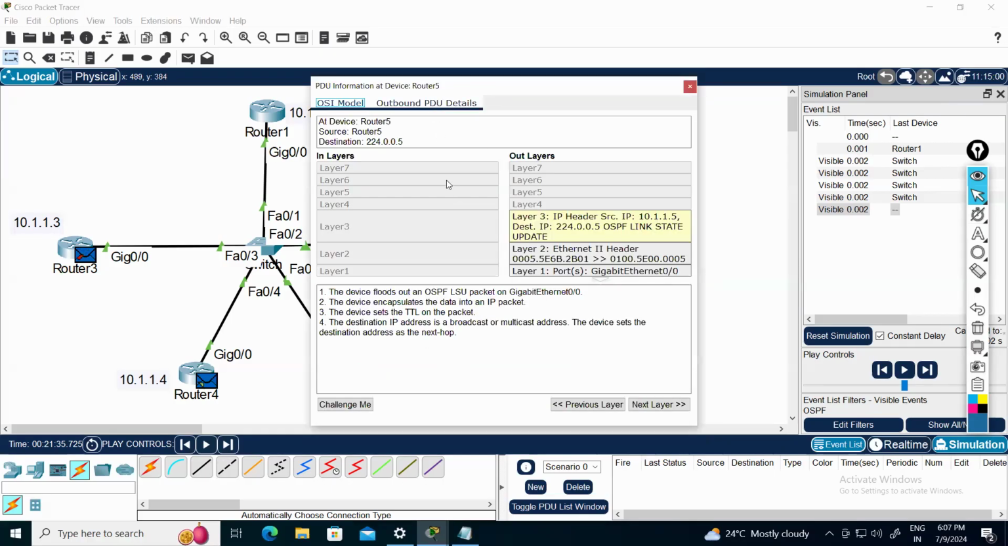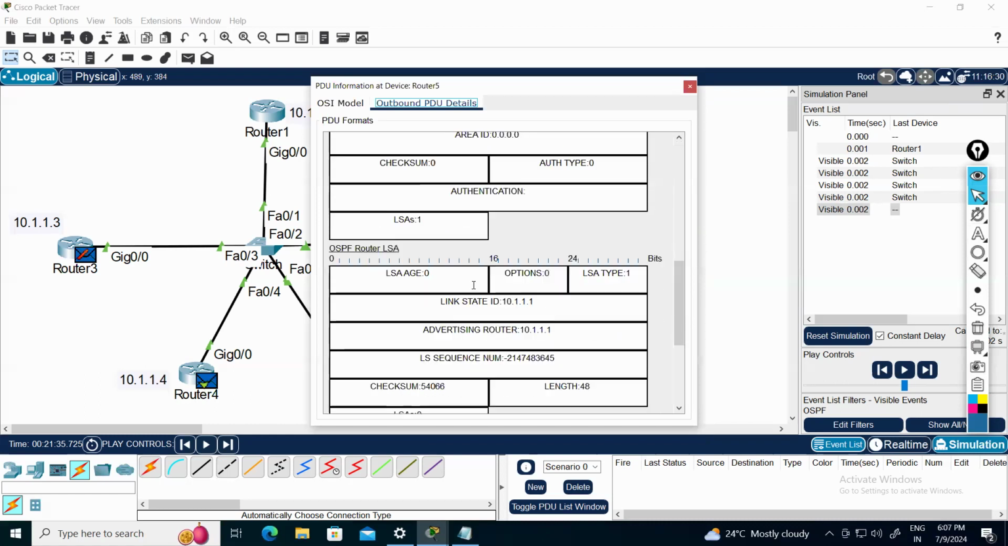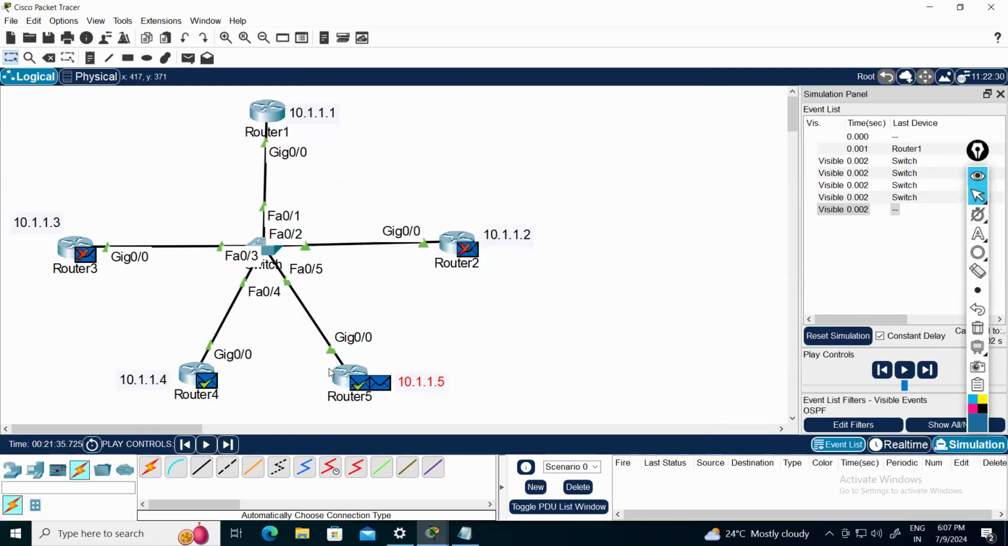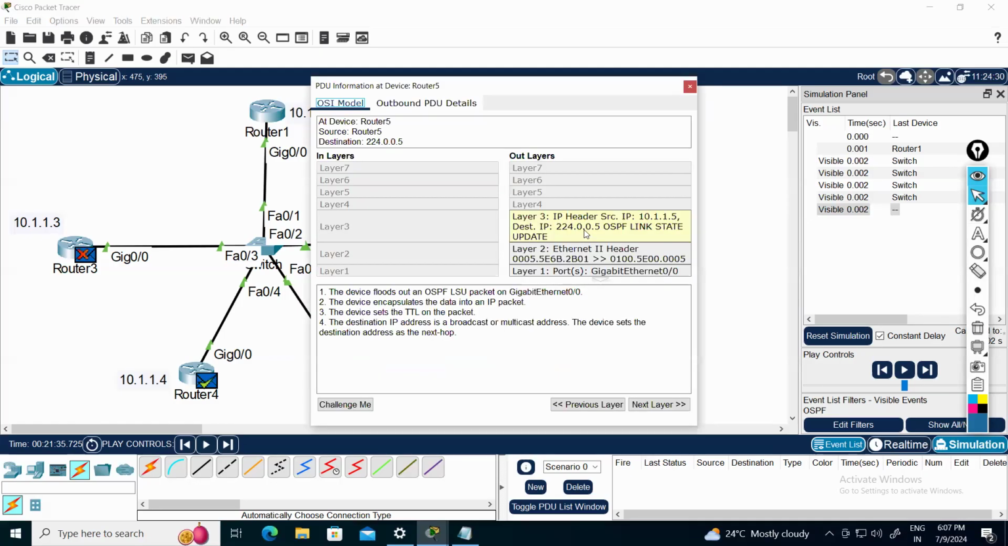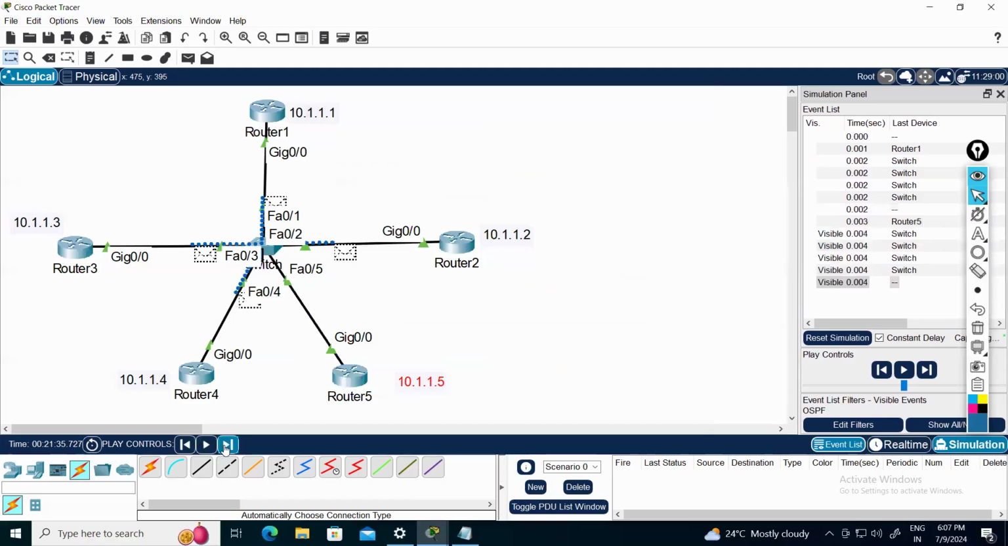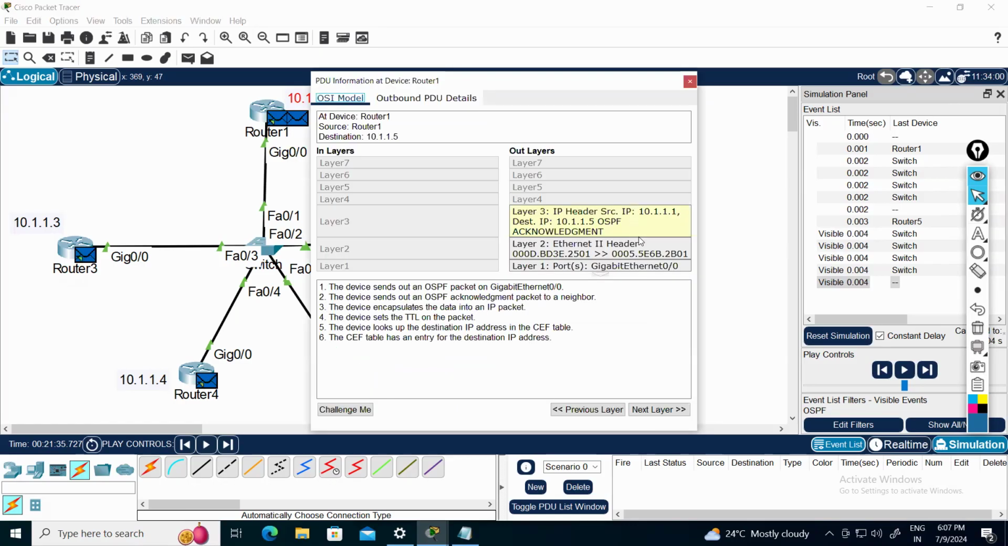If I see here in the outbound PDU details, if I scroll down, see here, your DR is also giving the same information, but received from router 1. And now if you see what is the destination IP address here, 224.0.0.5, same message, OSPF link state update only. Now everybody is a member of the group, so everybody will accept this message, and R1, who actually generated the message, will acknowledge it that okay, everybody has received it. So if you see, this is an acknowledgement message.